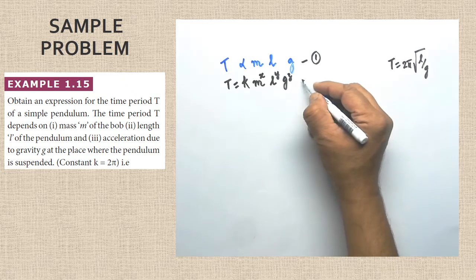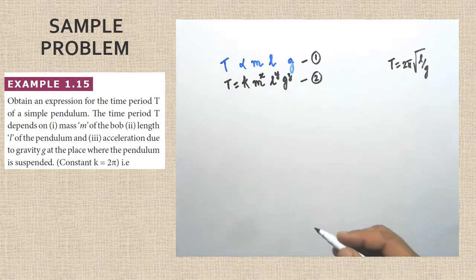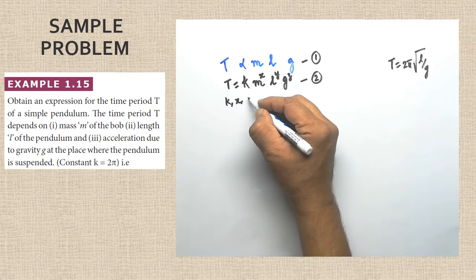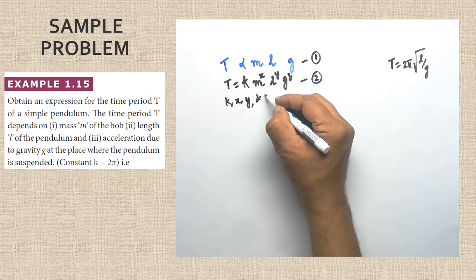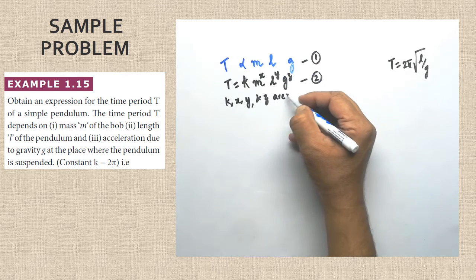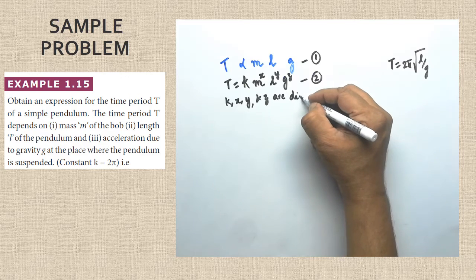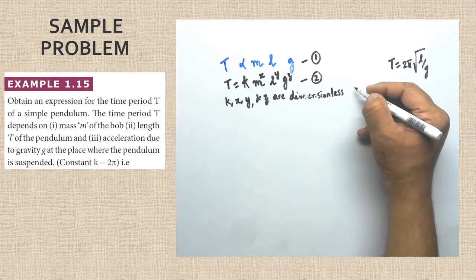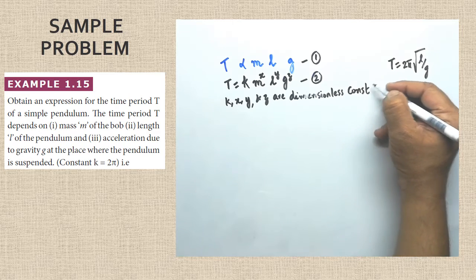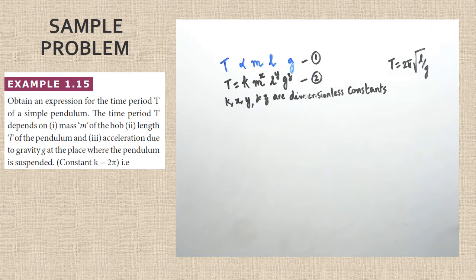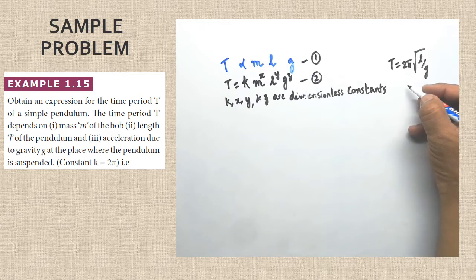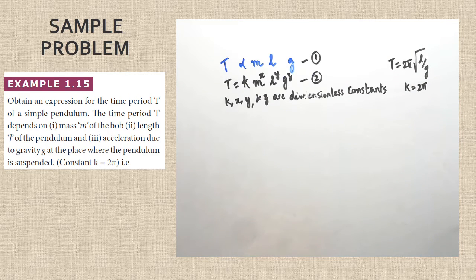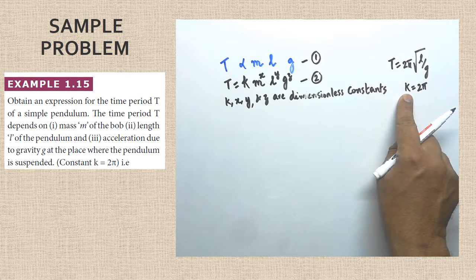Here, in the next step, the second step, you have to write that k, x, y and z are all called dimensionless constants. You have to write like this. This step is a must. Are you clear? Here in the problem, the k value is given. The k value is how much? As per the problem, 2 pi. If any constant is there, its value will be given in the problem.